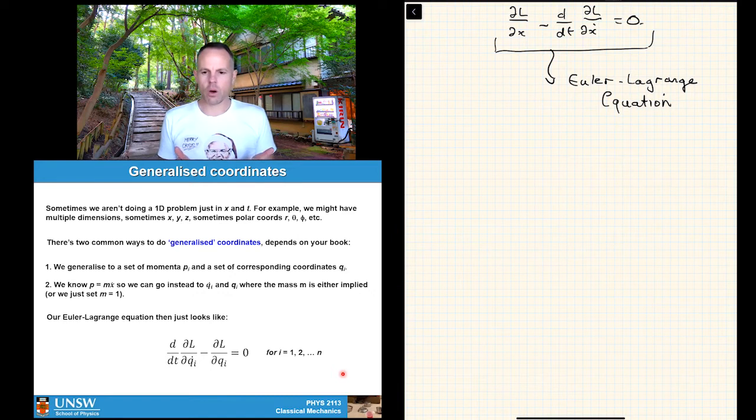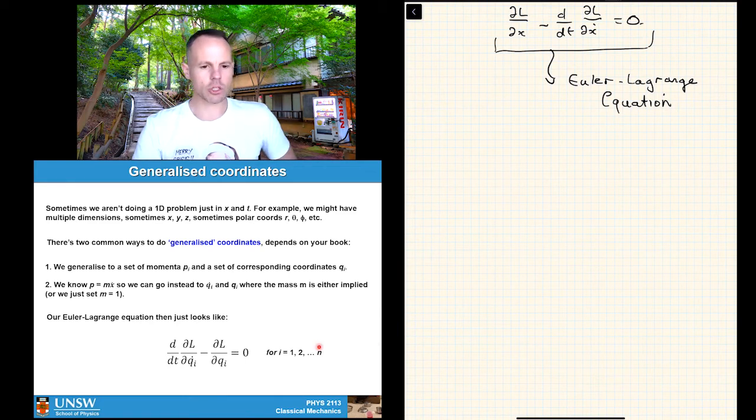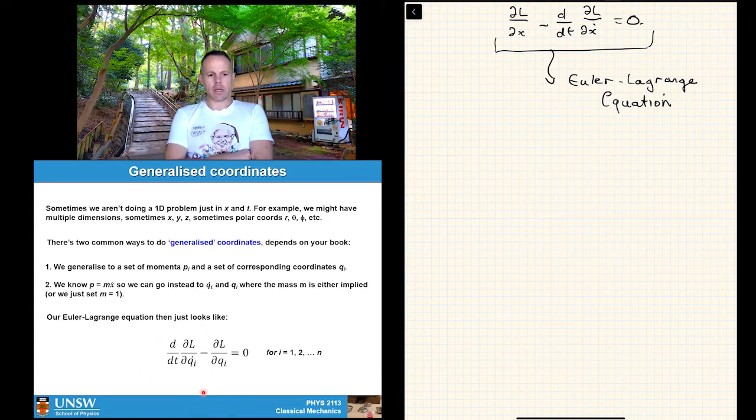The other thing that we know is that momentum is mass times the time derivative of position, right? It's mass times velocity. So instead of dealing with p, what we can do really is just hide the mass and deal with q dot. So what we do is deal with q dots and q's, and we just label them by the letter i. And so then we have an Euler-Lagrange equation in here that looks a little bit like this: d over dt of dL on dq_i dot, minus dL on dq_i, equals 0.